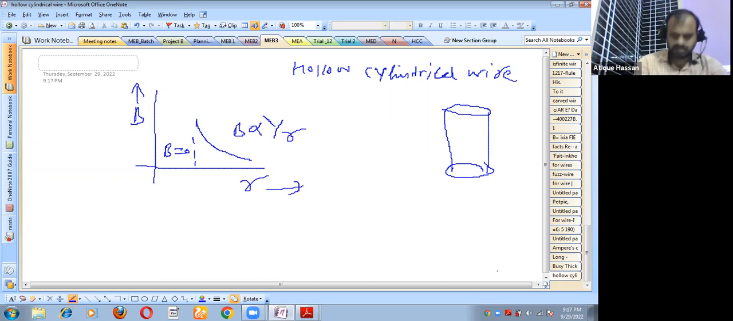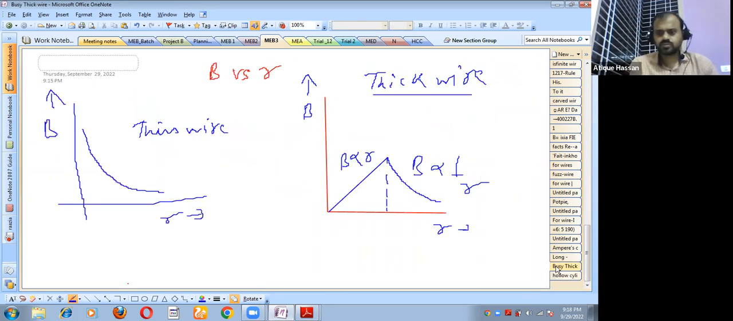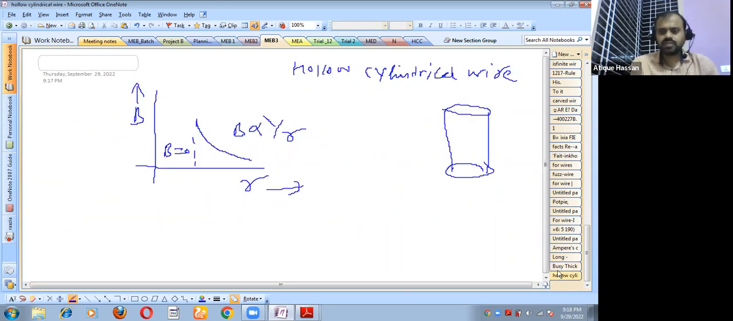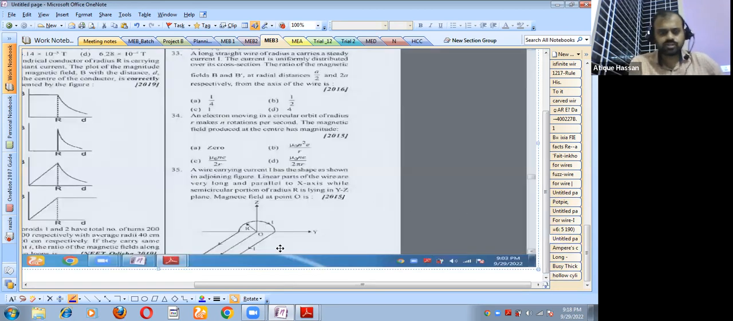So based on that, let us do some questions. All of you understood how I have drawn the graph and how I have written the expression for magnetic field? Anyone having any doubt in the graph, please ask. Okay, so let us do one question based on that.